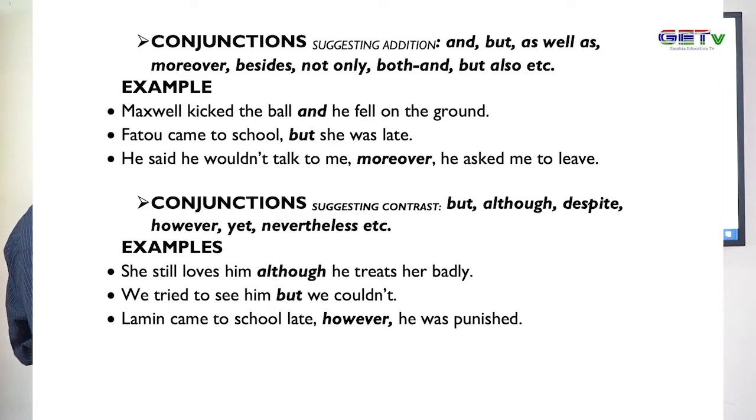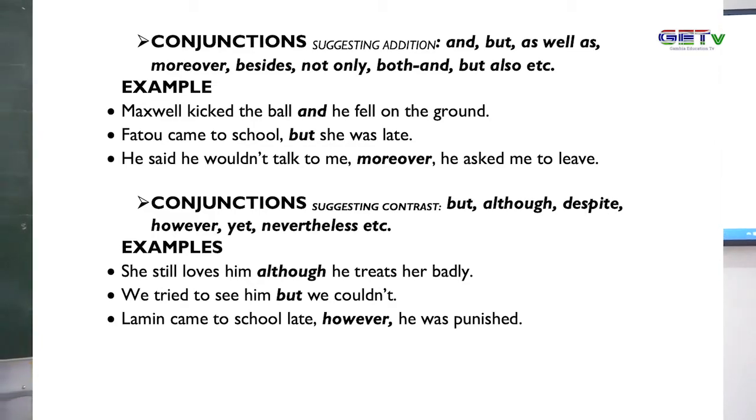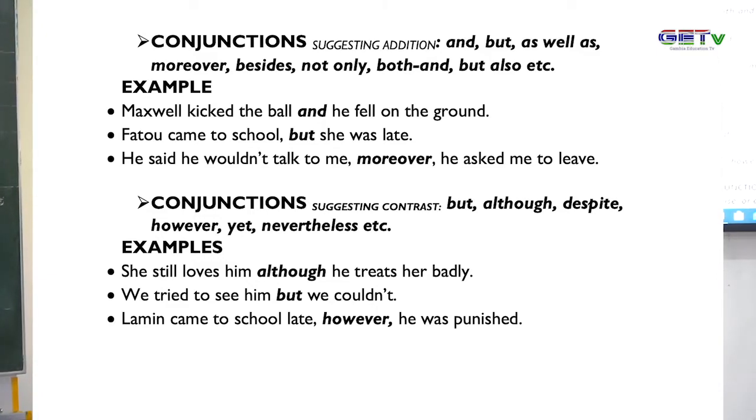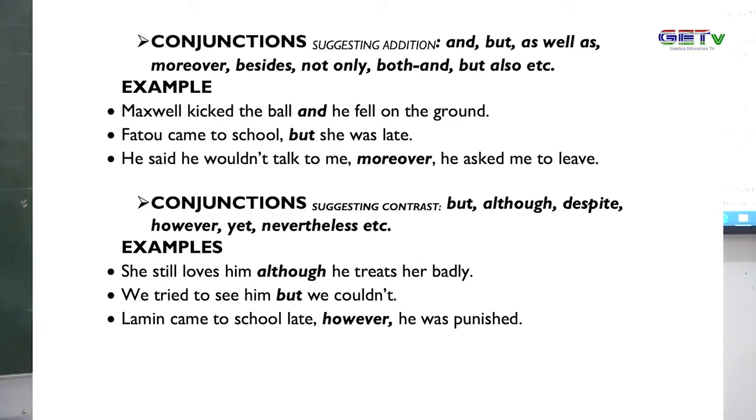Example: Maxwell kicked the ball and he fell on the ground. When you look at this structure, you will see a conjunction there, and that is "and". It connects two actions, the kicking of the ball and the falling of Maxwell. Example 2: Fatu came to school, but she was late. You get the point? Two actions are there, and we see a conjunction, "but", connecting the two sentences. Both are simple sentences, so the "but" is connecting them.